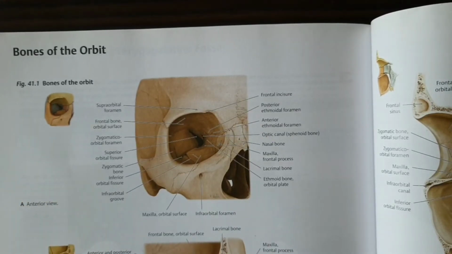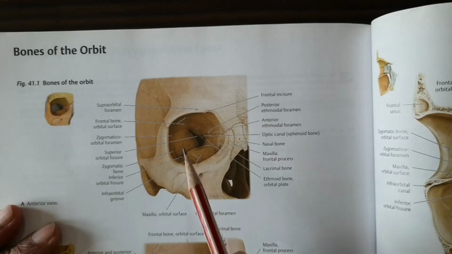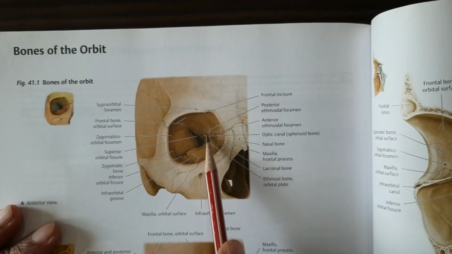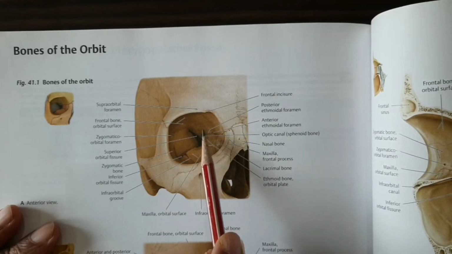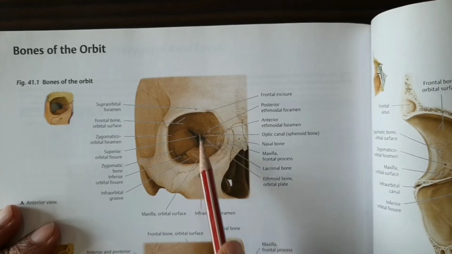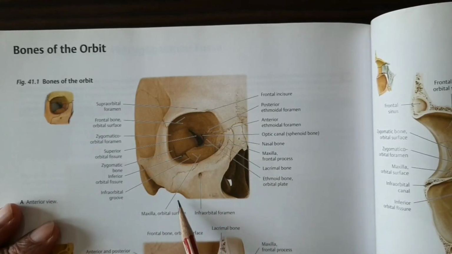Now about the origin of the superior oblique. The superior oblique is attached here, supromedial to the optic canal, and here on the lesser wing of the sphenoid is the origin of the levator palpebrae superioris.